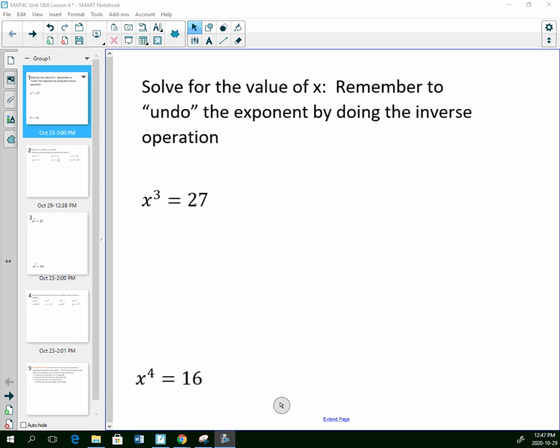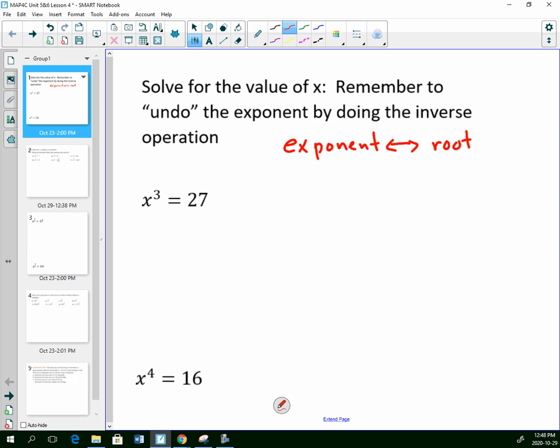Okay, so we are continuing with solving equations. And remember, when we are solving, we want to undo the exponent, or whatever operation it is, by doing the inverse. So if it is an exponent, the inverse of an exponent is a root, right? Depending on the type of exponent, the inverse root will undo the operation. So if it was a square, the inverse would be a square root. If it is a power 3, the inverse is root 3.